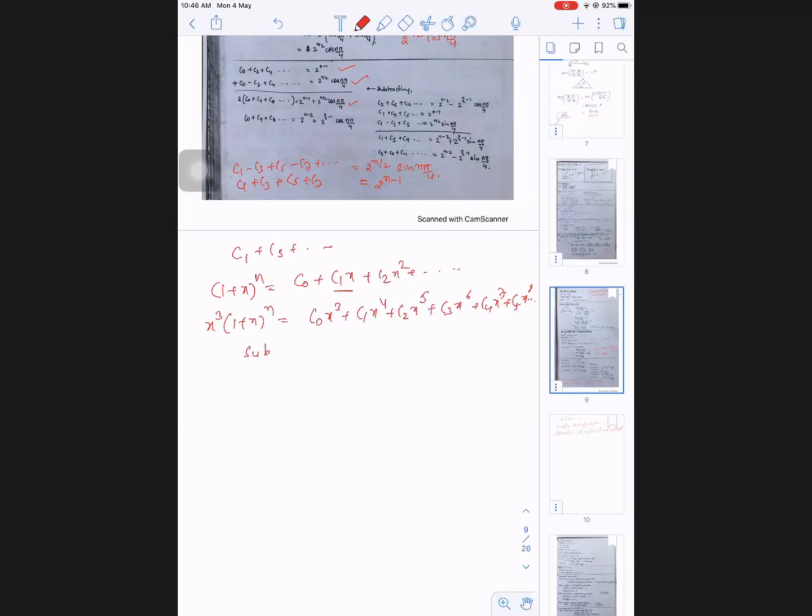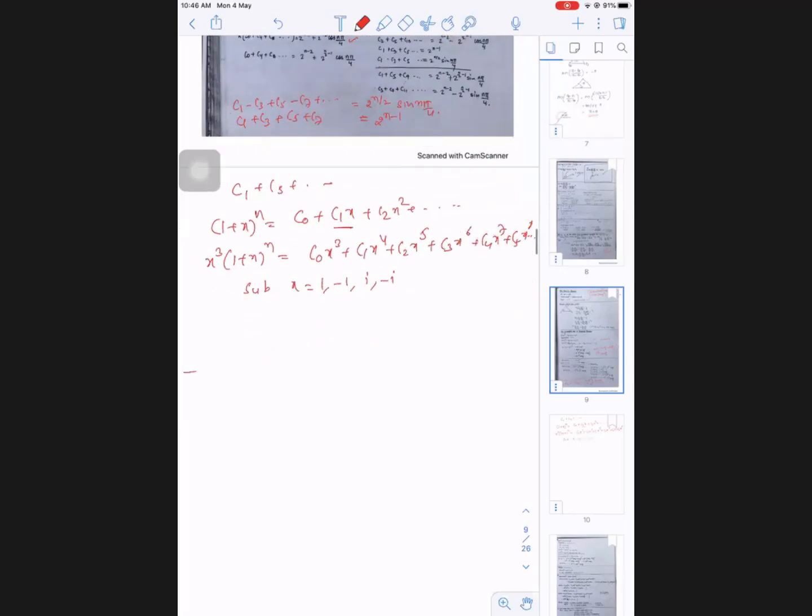Substitute x equal to 1, minus 1, i, minus i. These four numbers, after adding the four equations, means if you write x equal to 1, we'll get 2 power n.